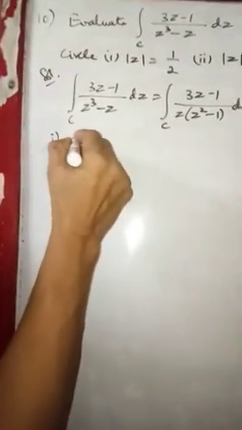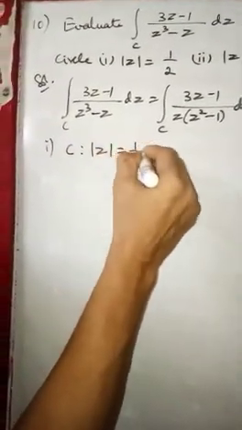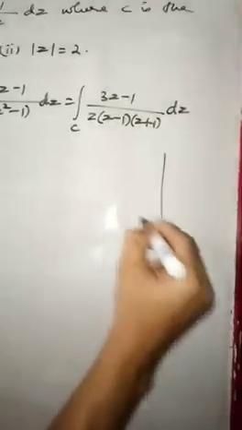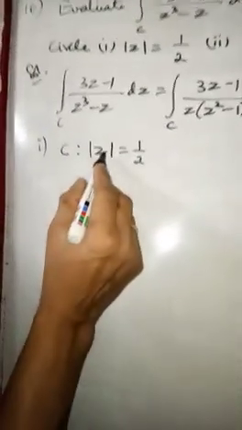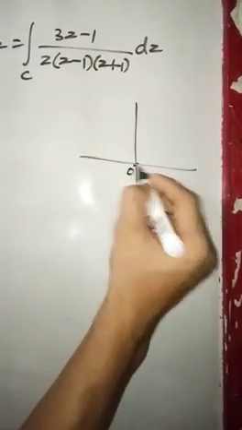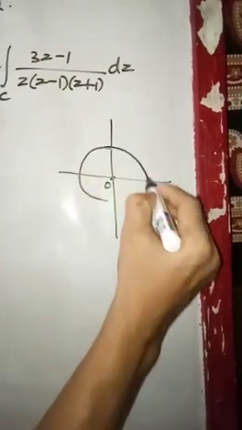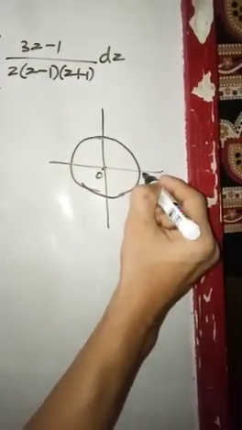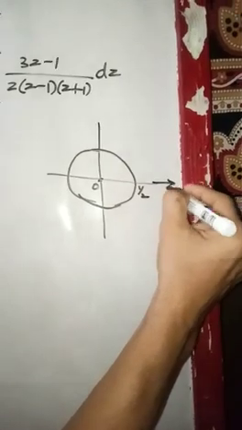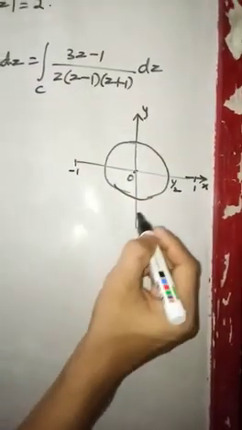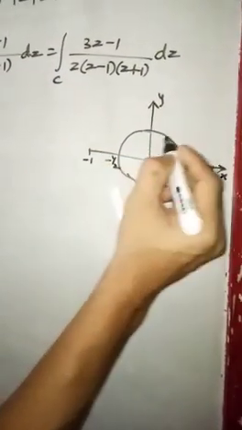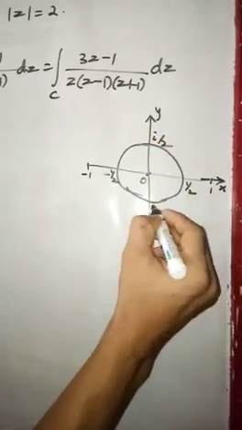Now see the first subdivision. The circle is given as mod z equal to 1 by 2. So you draw one rough circle for this. Center is origin, radius is 1 by 2. This is i by 2, this is minus i by 2.